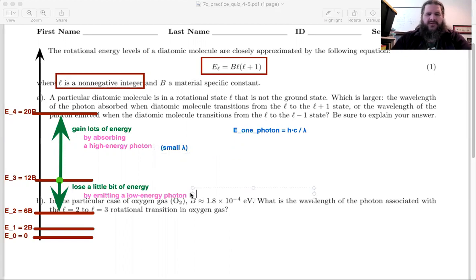And meanwhile, the low energy photon, what does that tell you? Right, that's going to have a large wavelength. So it looks like those are the options. If you're in any specific energy state, you can gain energy, go up to the next level by absorbing a small wavelength high energy photon, or you can lose a little bit of energy by emitting a low energy photon, which is going to have a large wavelength. So those are the possibilities: absorb a short wavelength photon or emit a long wavelength photon. Any questions on that so far?